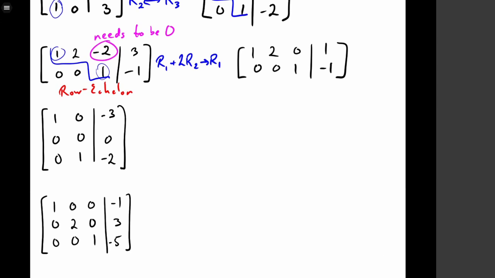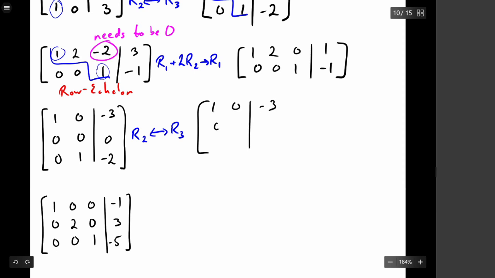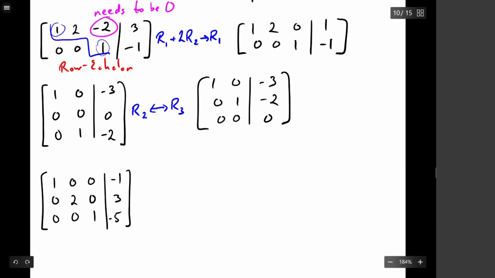How about this one? What's wrong here? Is this in row echelon form? Well, it's not. This row right here, sorry, this is a row of all zeros. A row of all zeros needs to get pushed to the bottom. So all we have to do here is just swap row 2, row 3. We do that, we get 1, 0, minus 3, 0, 1, minus 2, 0, 0, 0. Okay? And finally, let's look at this last one here.